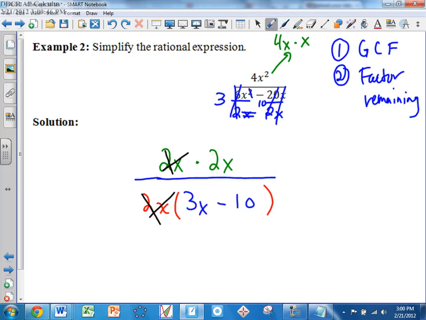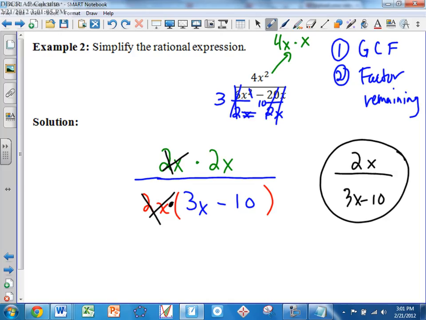Because, remember, they're multiplying. Because they're all multiplying. Again, there's a multiplication symbol there. Don't forget that multiplication symbol in your head. It's not going to be displayed on the paper, but there really is a times symbol there between the 2x and that parentheses. So what's left over? 2x? 3x minus 10. Very good.